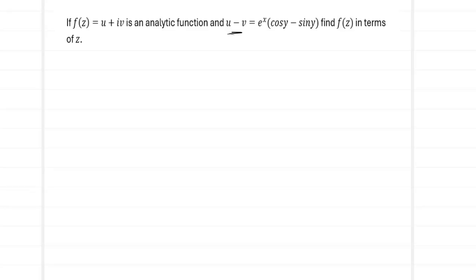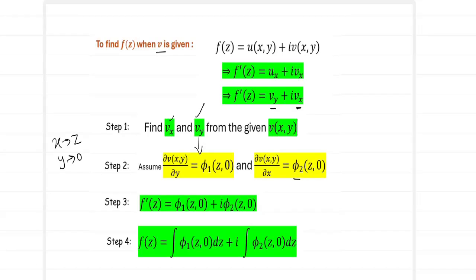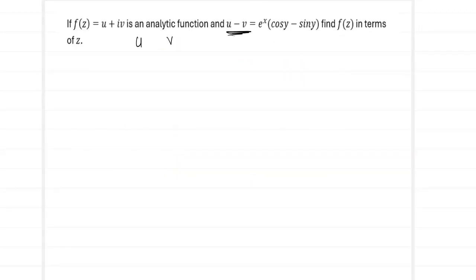So rather than giving either a u independently or v independently, what happens over here is we have been given a combination of u minus v. So this Milne Thomson method which was given over here has to be slightly modified for it to be applicable for this kind of function. So we will see how this can be proceeded now.